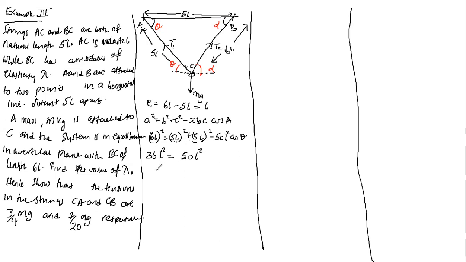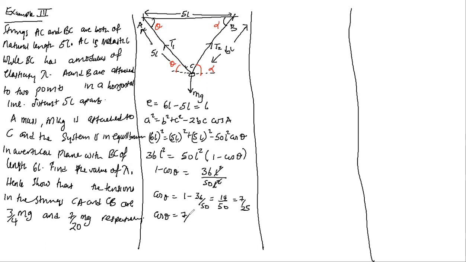So when I divide, I'll have 1 minus cos theta is equal to 36L squared over 50L squared. So I'll get cos theta as equal to 1 minus 36 over 50, giving me what? 14 over 50, which is the same as 7 over 25. So cos theta is equal to 7 out of 25.